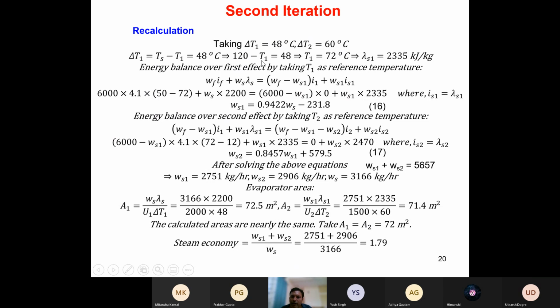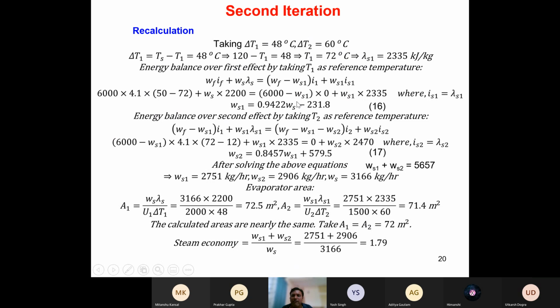We have calculated T1. T1 comes out to be now instead of 74 earlier, now we are getting 72. At 72 degrees Celsius, this lambda S1 value is slightly different compared to the previous value. Now the lambda S1 value is 2335.